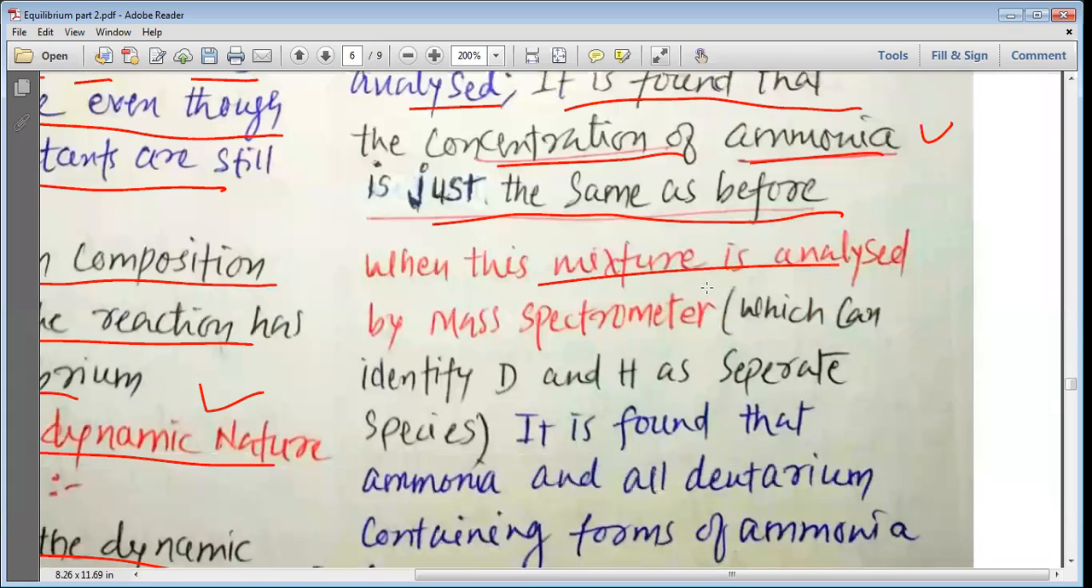When this mixture is analyzed by mass spectrometer, a device which can identify deuterium and hydrogen as separate species, we can understand the various species present in the reaction mixtures.